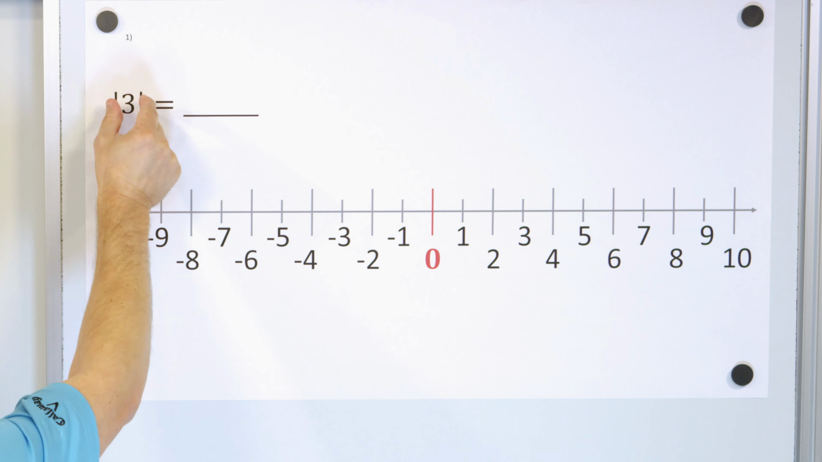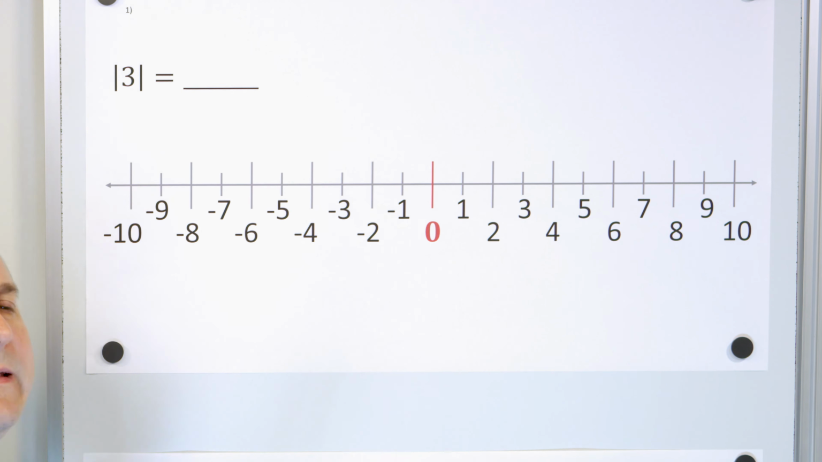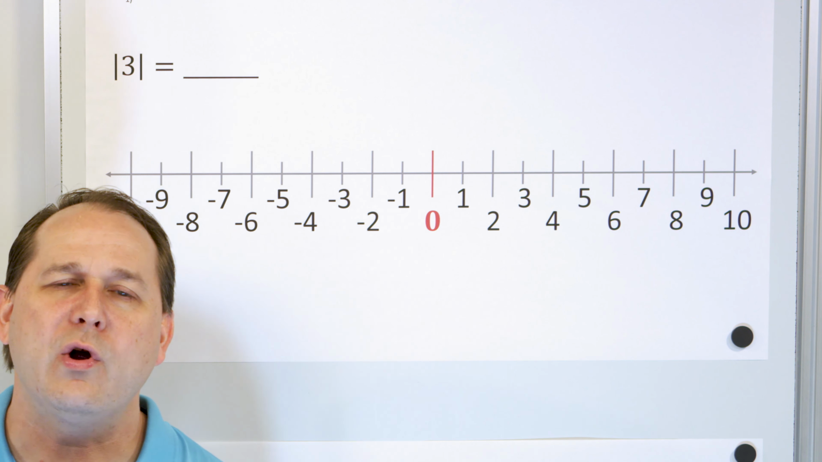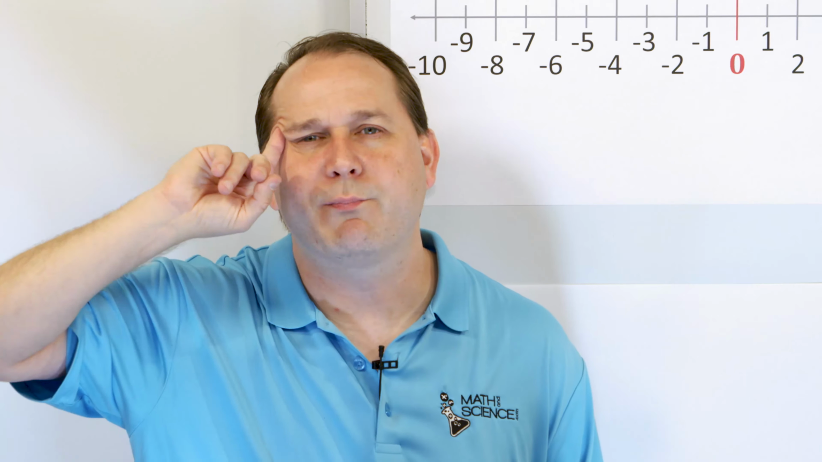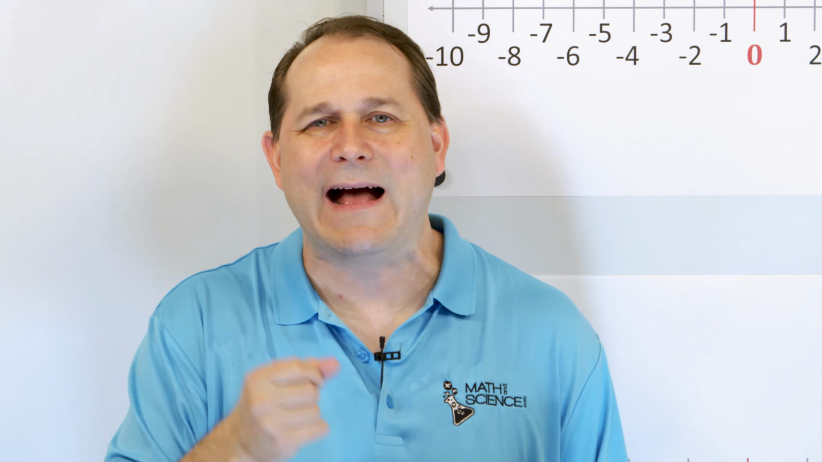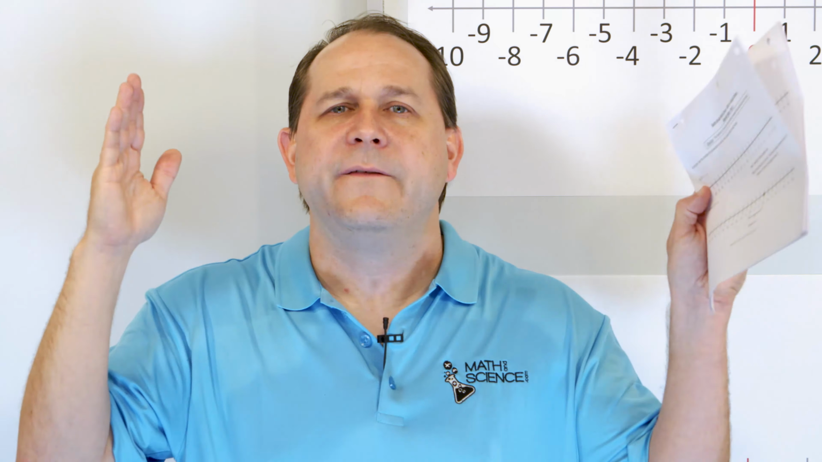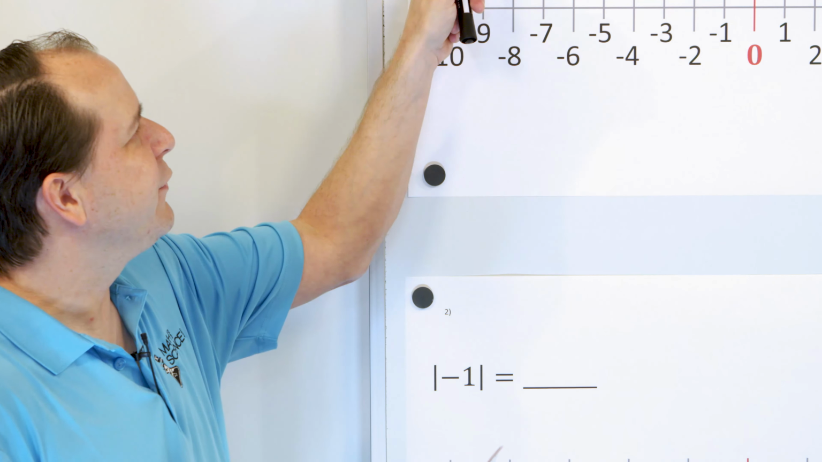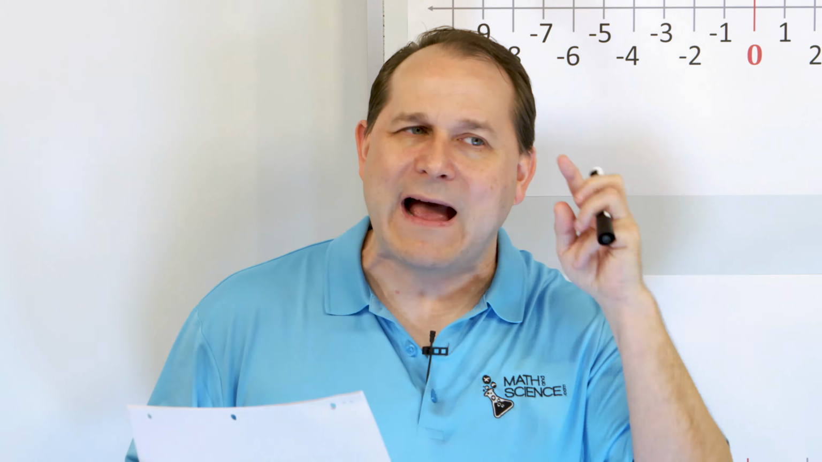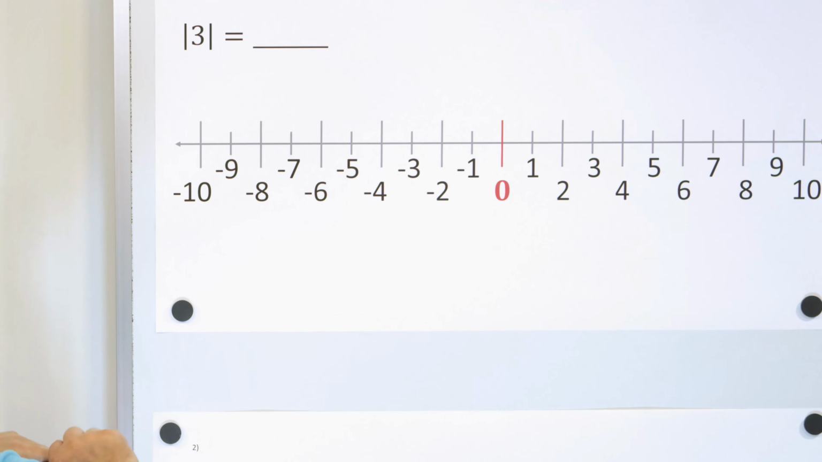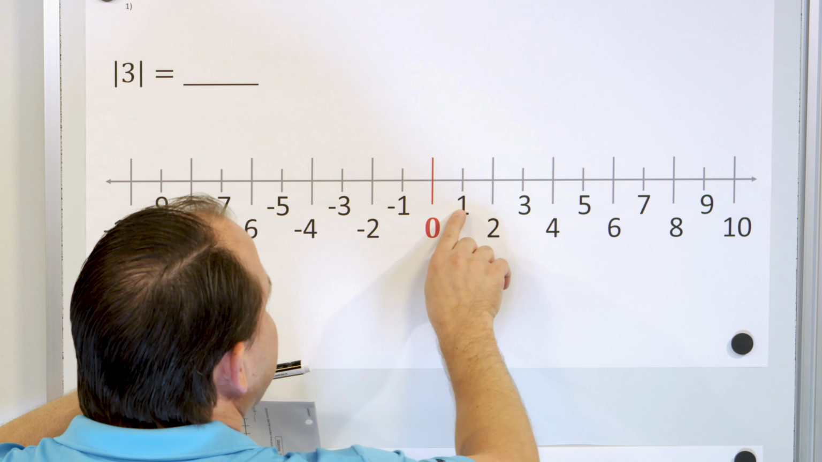When you see these little bars around a number, it means tell me the absolute value. Now the words absolute value, I want to reprogram your brain. When you hear absolute value, I want you to think distance from 0. So if you see what is the absolute value of the number 3, you're asking what is the distance from 0, right? So if you think about it, the number 3 is, here is 0, here's 1, 2, 3.